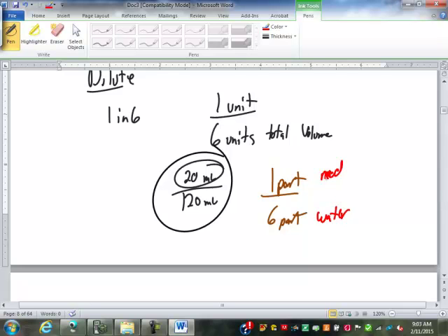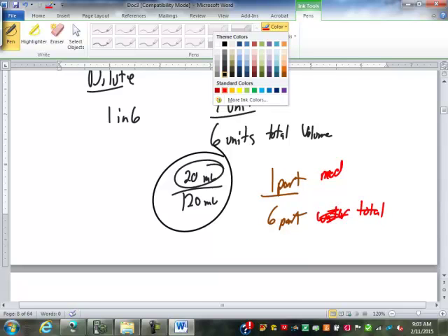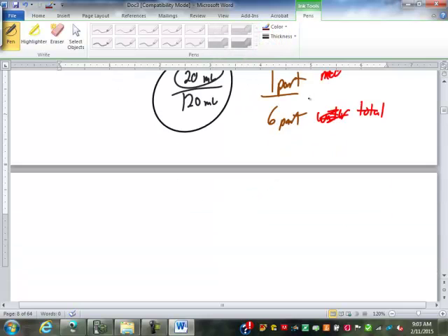But that's not true. It's not medicine to water. It's medicine to total. That's one thing with any ratio. There's hidden ratios in it. Really, see, I was understanding it the other way.